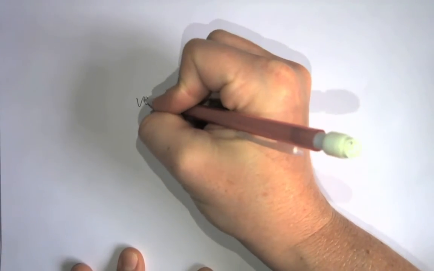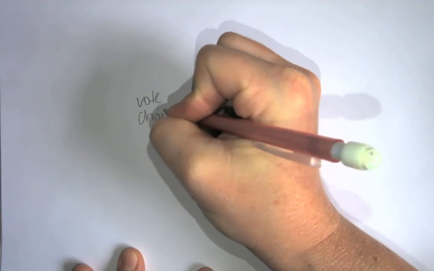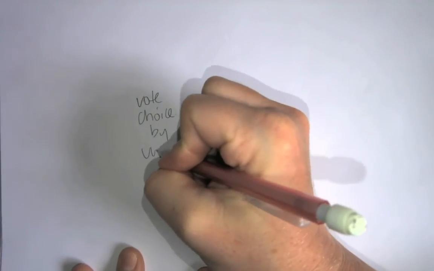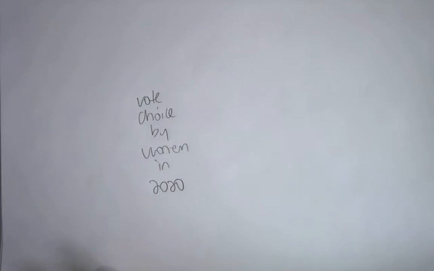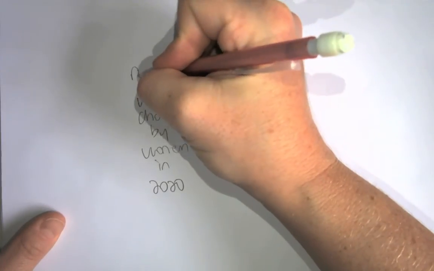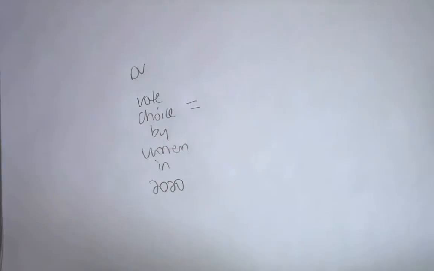So if I'm looking at voter behavior, if I'm trying to explain, I'll put vote choice by women in 2020. So if that's the thing that I'm trying to explain, that's a pretty specific dependent variable. So my dependent variable is on the left. What might explain vote choice by women in 2020?